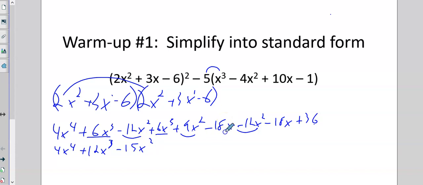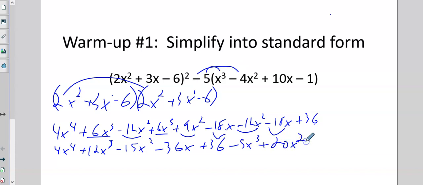And then I have negative 18x, negative 18x is negative 36x and plus 36. Now I'm going to distribute this negative 5. Negative 5x cubed. Negative times a negative is positive, 5 times 4 is 20x squared. Negative 50x, and then positive 5.